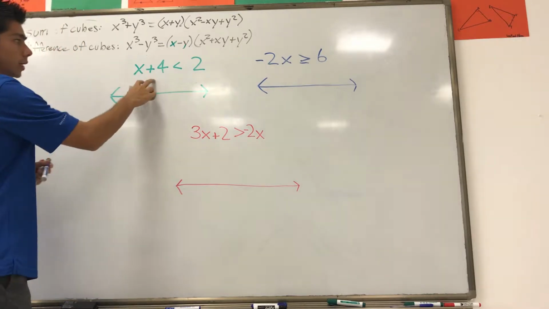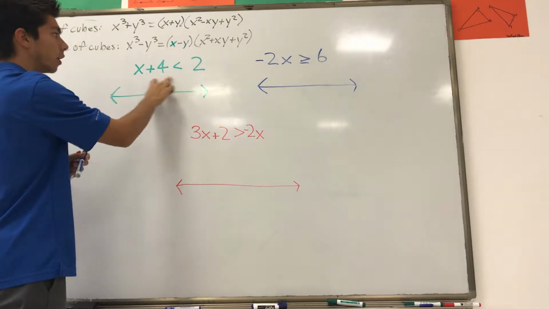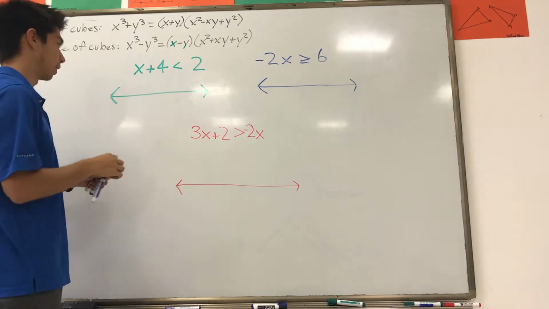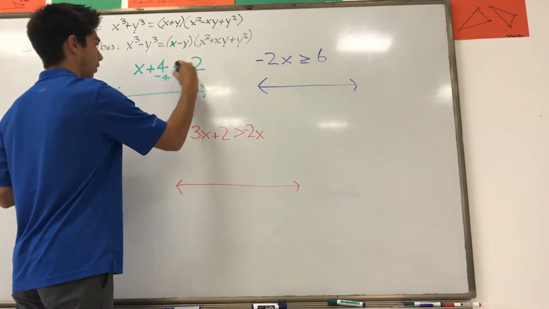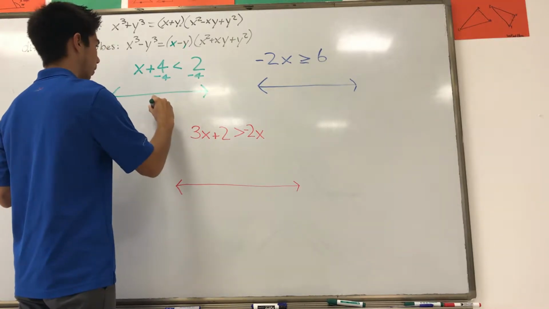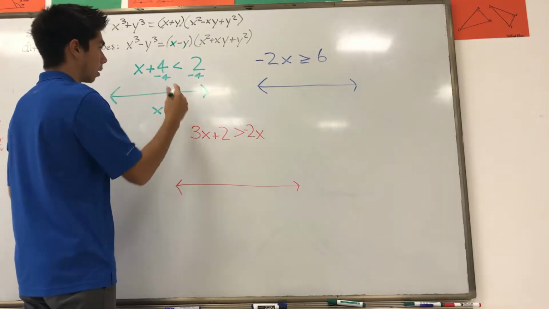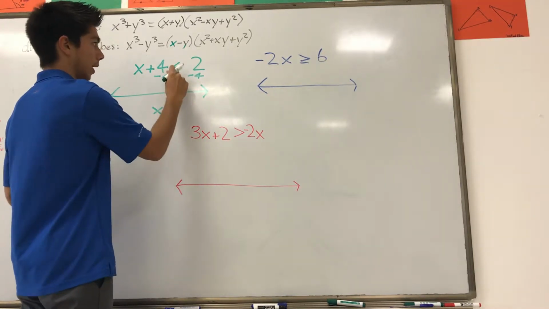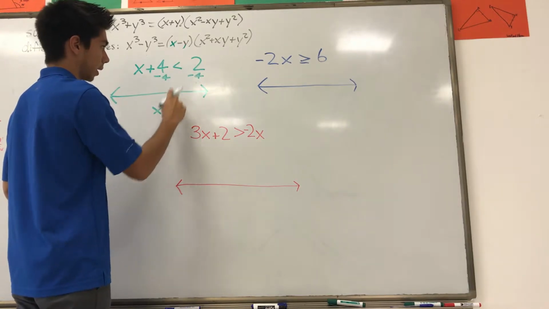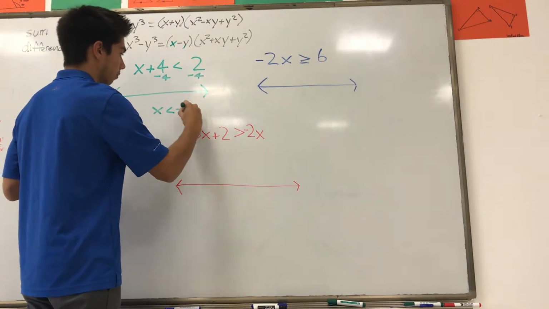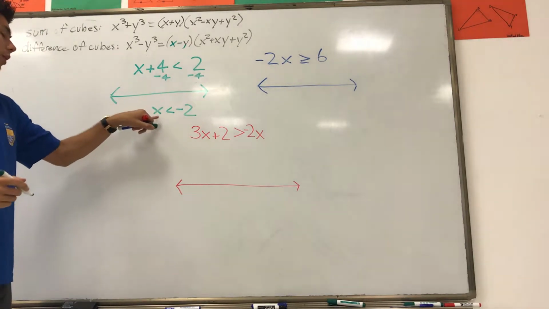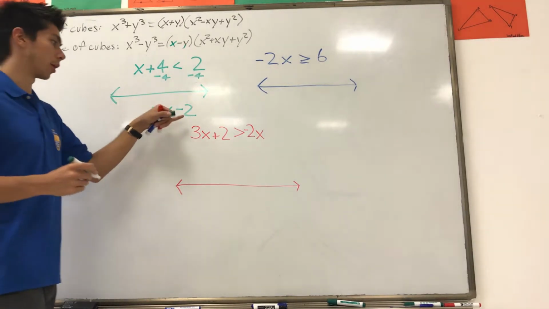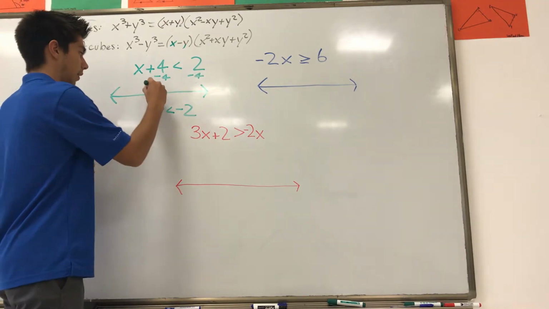So if I was going to solve this inequality, I want to get x by itself. I'm going to do that by subtracting 4 from both sides. So minus 4. I end up with x is less than, the sign doesn't change, x is less than 2 minus 4, which is -2. Okay? So it's good to do this algebraically, and then we're going to graph it. So I'm going to find -2.